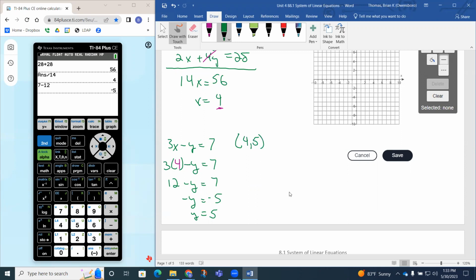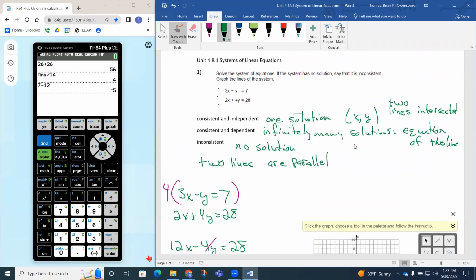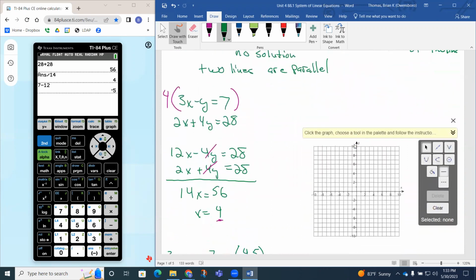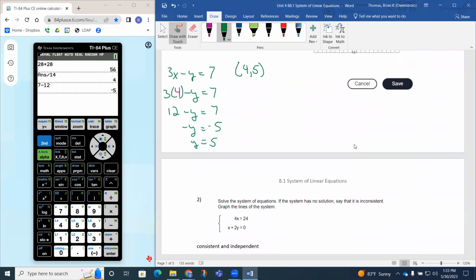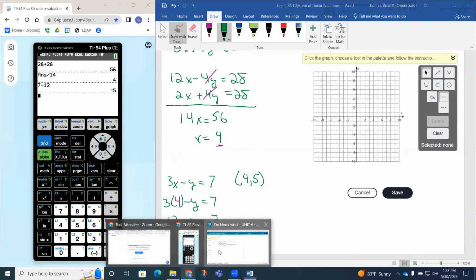So this would be what we call consistent and independent, and then the solution would be an ordered pair. So see if we can put this on the graph. Let's see if we can actually show this in our work here.